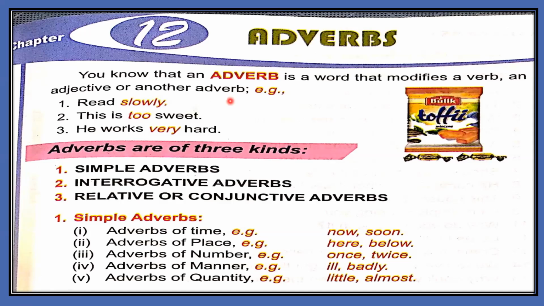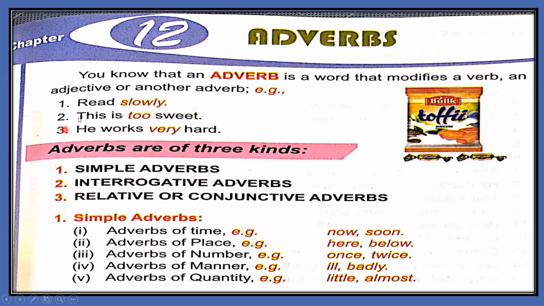Sometimes, when the question is asked, what is an adverb, many students answer that an adverb is a word which tells more about a verb, or which modifies a verb. But an adverb not only modifies a verb, it also modifies an adjective and another adverb as well. Have a look over here. In these three sentences, you will see that an adverb modifies a verb, an adjective, and an adverb.